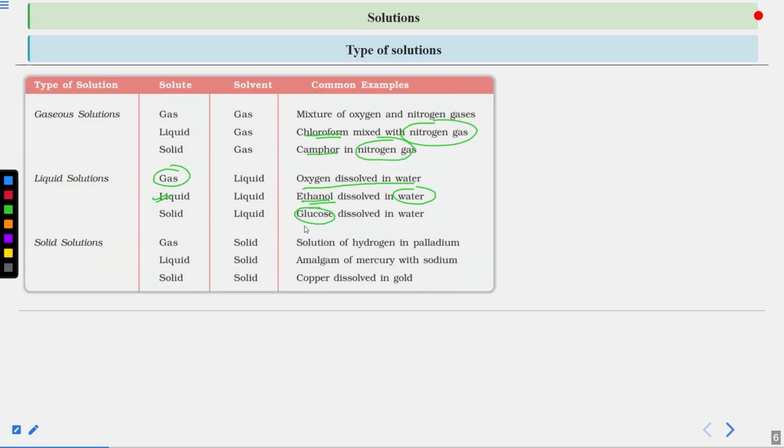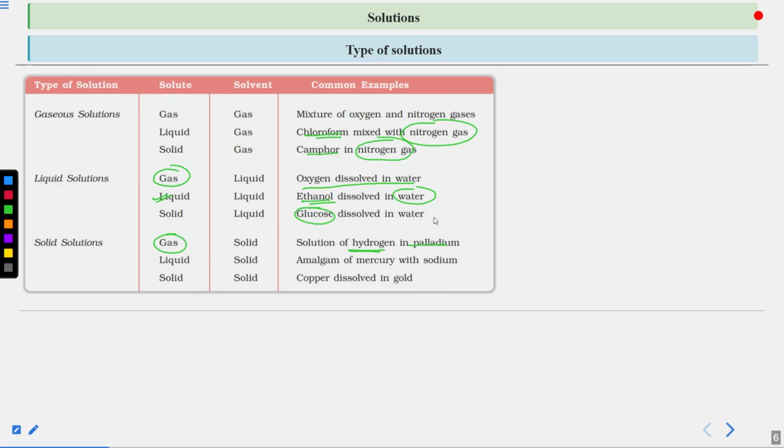Our last type is solid solution, in which we dissolve gas, liquid and solid into the solid. So first, if we dissolve gas into the solid, we can think of the example of hydrogen on palladium. Now, you are familiar with this kind of solution. You must have seen the reduction of alkene, where we take hydrogen gas adsorbed on this solid surface, which ultimately results in reduction of alkene. So that example is put up here.